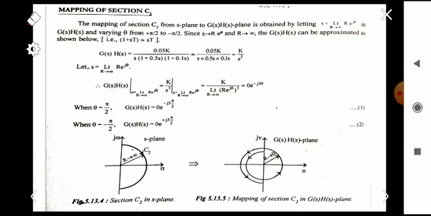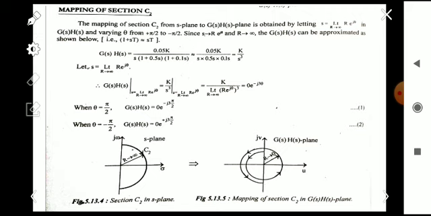Since e raised to 3j theta is in the denominator, if you take it to the numerator it becomes e raised to minus j3 theta. So the magnitude will be 0 and the angle corresponds to e raised to minus j3 theta. And we know that the value of theta is varying from pi by 2 to minus pi by 2.